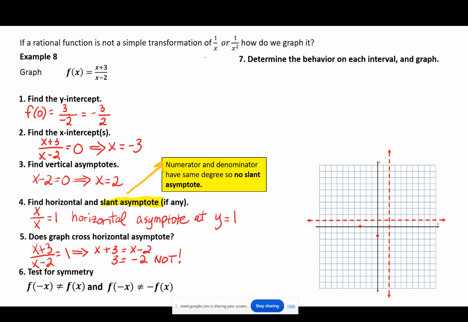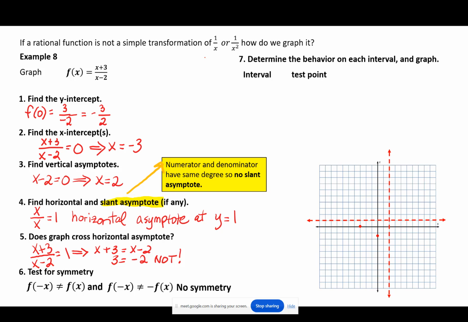All right, so now what you have to do is determine the behavior of the graph on each interval that you're dealing with here. And those intervals involve the intercepts and the asymptotes. So one interval here is from negative infinity. Oh, sorry, no symmetry, right?